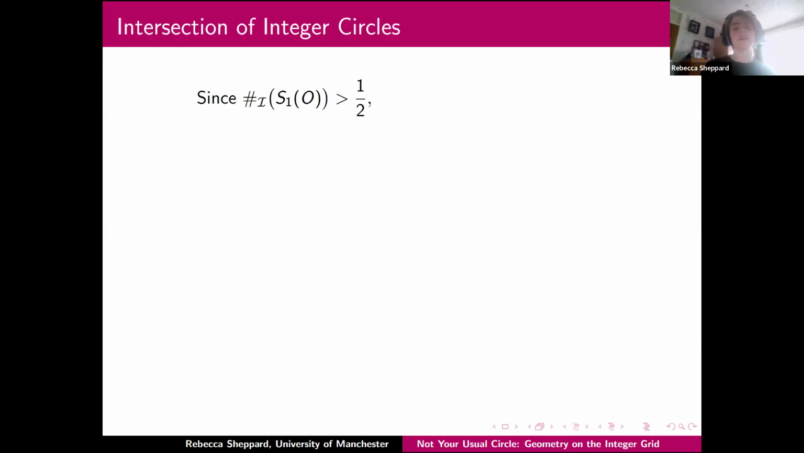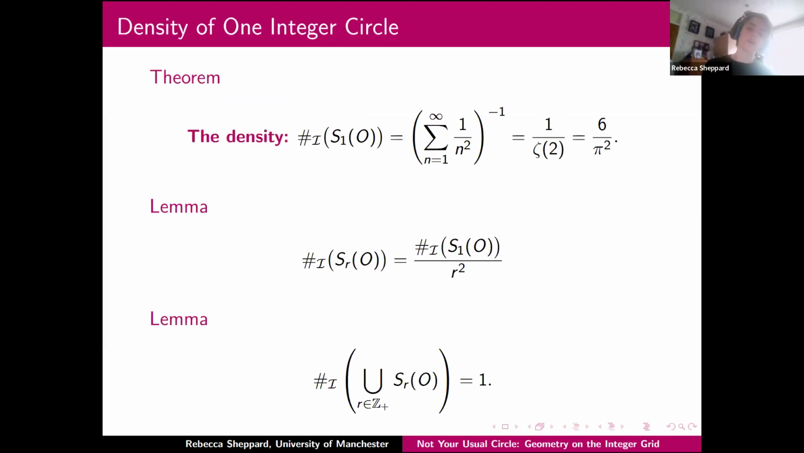Now, since this density is greater than half, we know that the density of the intersection of two unit integer circles is greater than 0. Just a little remark, we can use the density of one integer circle combined with the second lemma to get the density of an integer circle of any radius.